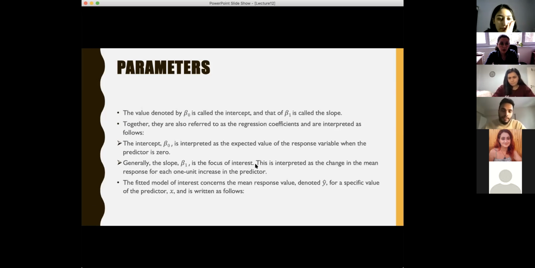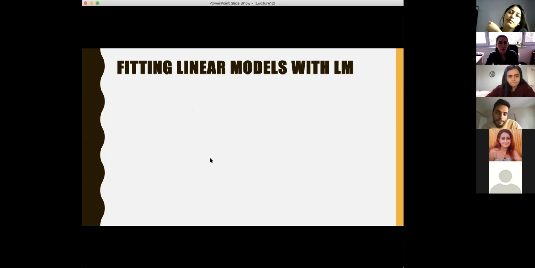And the fitted model: when you fit your model, you will see that your y hat, this is your prediction in here, okay? This is the prediction for a specific value of the predictor x and is written as follows. This is our predicted model, or fitted model, I mean. This is your interest concern. And so we can fit a linear model in R. Let's see how we can do that in here.